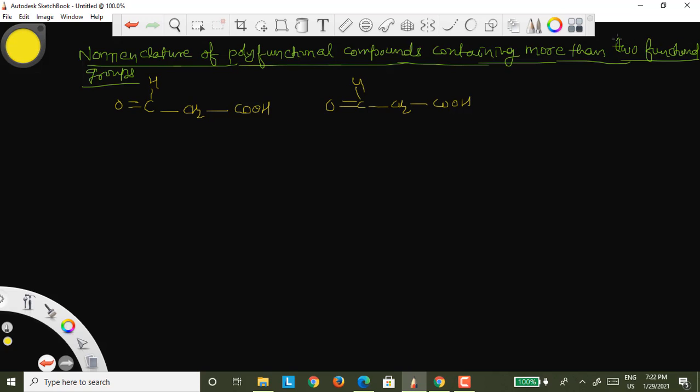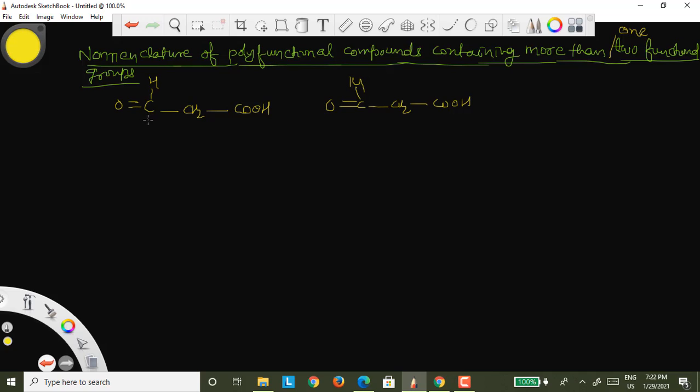More than one functional group, one or two functional groups. Okay, right. So it contains two functional groups. Two functional groups or more than two functional groups, if present, then how to do the naming? So for different functional groups we have priority. So the priority of COOH, C double bond O, is more.